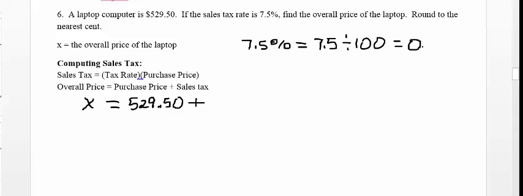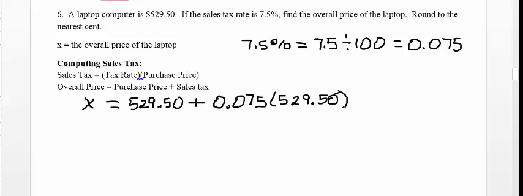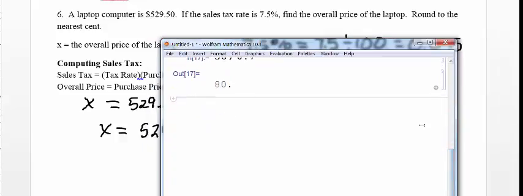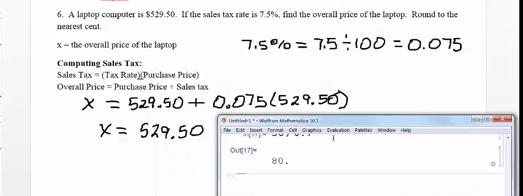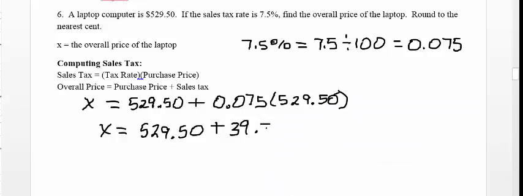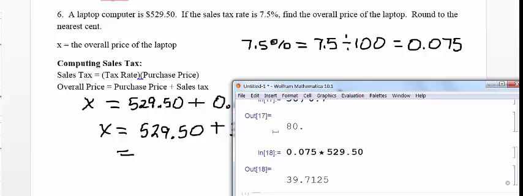So the purchase price is the $529.50. The tax rate is 7.5%. As a decimal, that's 0.075. I multiply that by the purchase price. And that product gets added to the purchase price. That product to the nearest cent is $39.71.